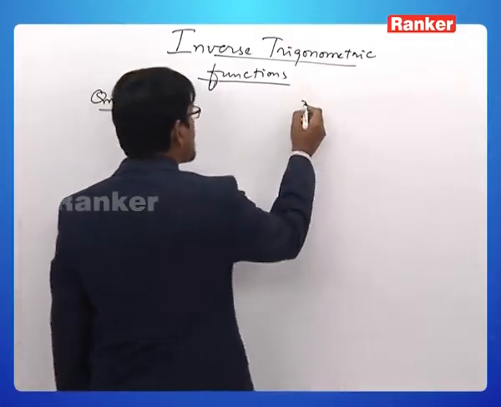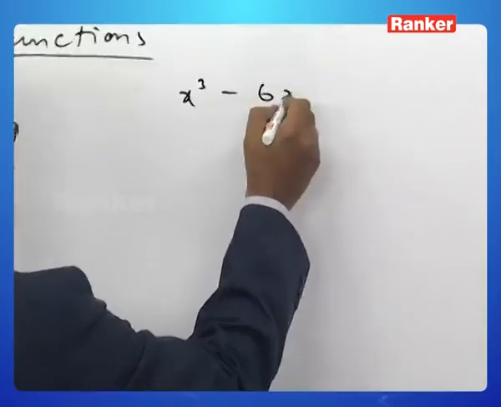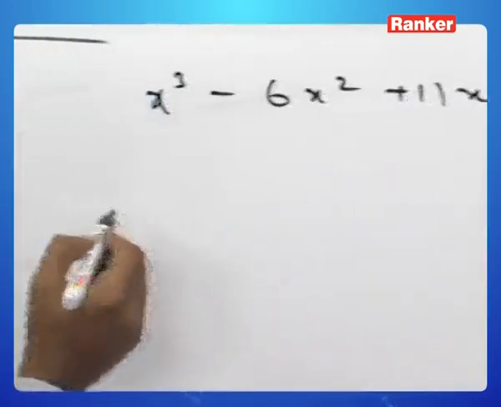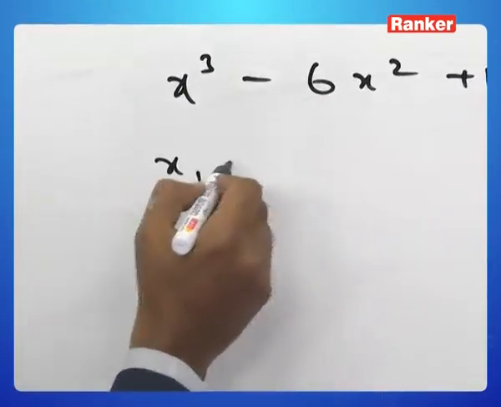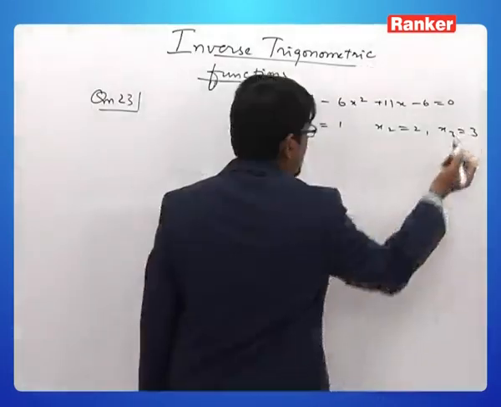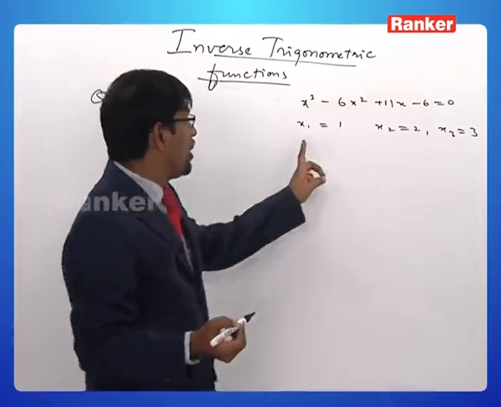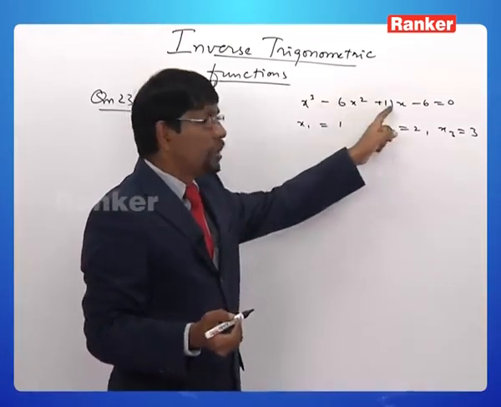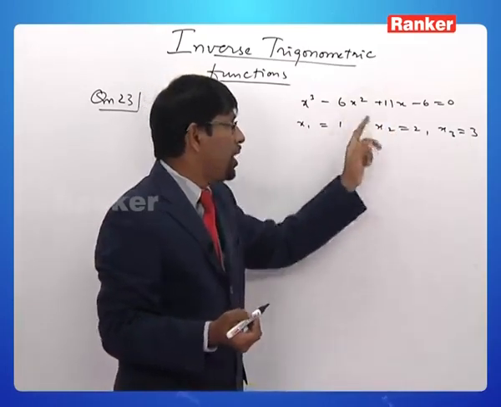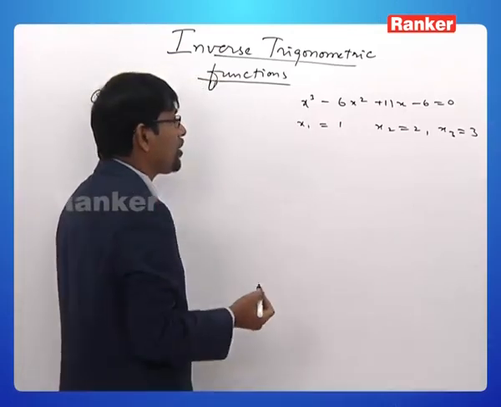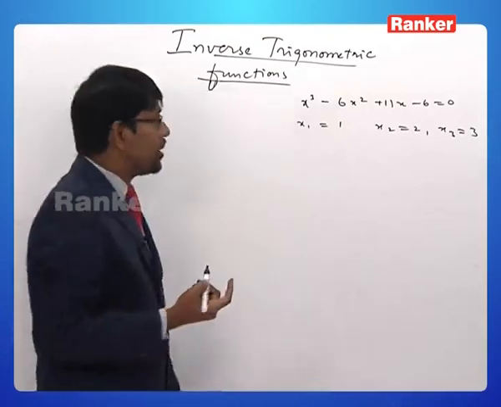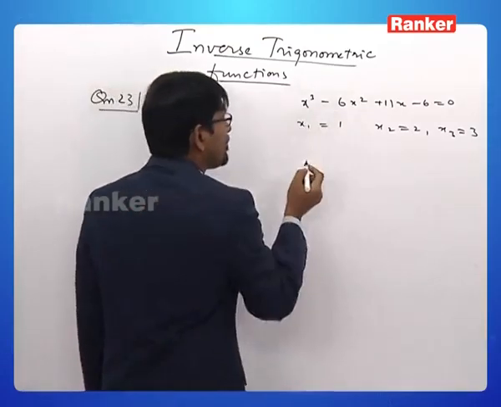Now it's clear that the roots of x cubed minus 6x squared plus 11x minus 6 equal to 0 are x1 equal to 1, x2 equal to 2, and x3 equal to 3. It's simple to see, because the sum of the roots is 6, the sum of the roots taken 2 at a time is 1 into 2 plus 2 into 3 plus 1 into 3, that comes out to be 11, and the product of the roots is minus of minus 6 by 1, that is 6. So 1, 2, 3 are the roots here.